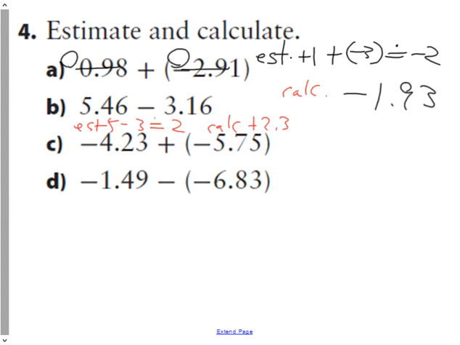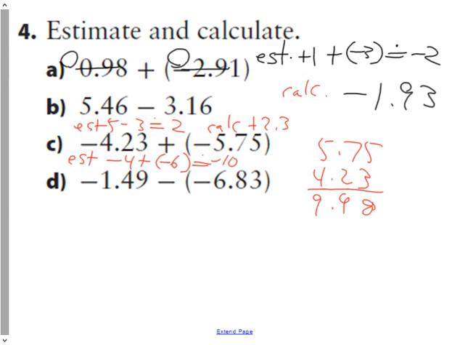In question C, I have a negative 4.23 adding to that a negative 5.75. So estimating, I'm going to use these as my estimations, which is approximately equal to negative 10 as an estimation. All right, my calculation, I'm adding together negatives to negatives. What do I have more of, positives or negatives? I don't. I just have negatives. And the sum of those two, all I have to do is line up my decimals to figure out how many total negatives I have. 8, 9, 9. So therefore my calculation is negative 9.98.